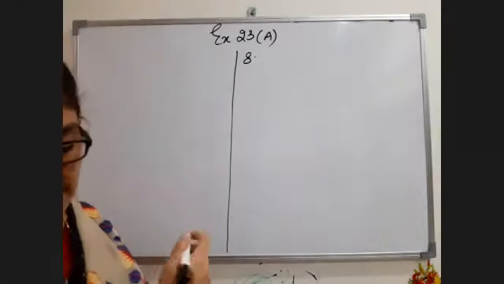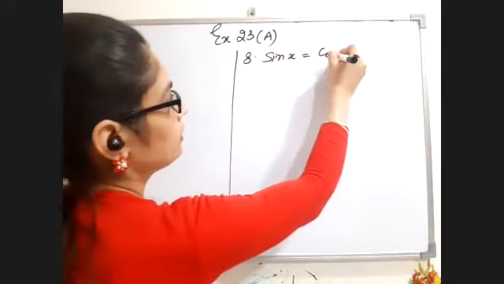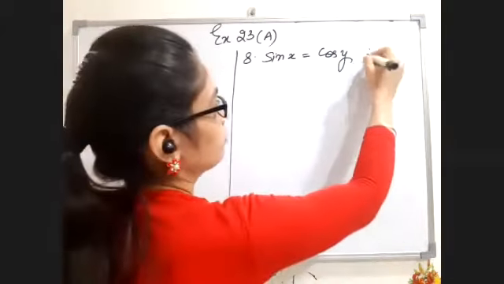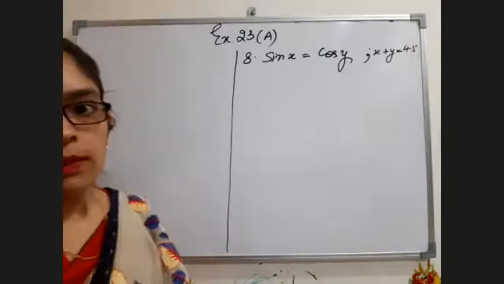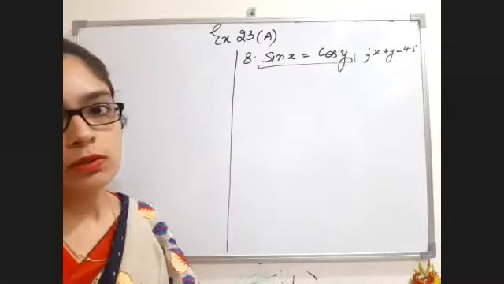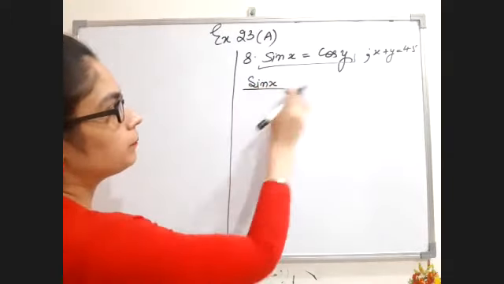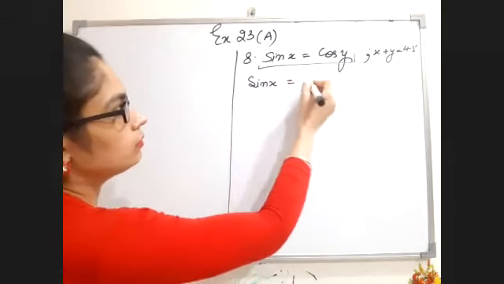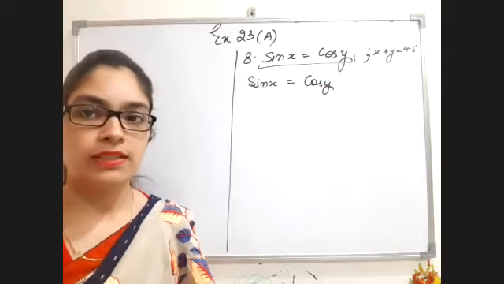They are saying if sin x is equals to cos y, then x plus y is equals to 45. Is it true? Let's start from here itself. If sin x is equals to cos y, or we can just say sin x is equals to cos y, can you tell me at which angle they are equal to each other?